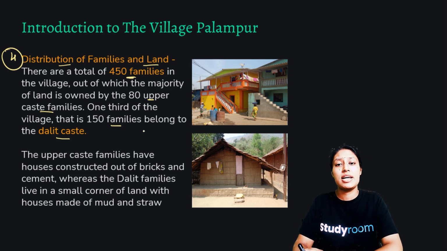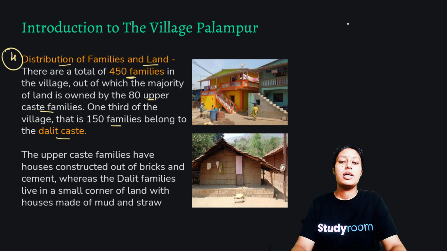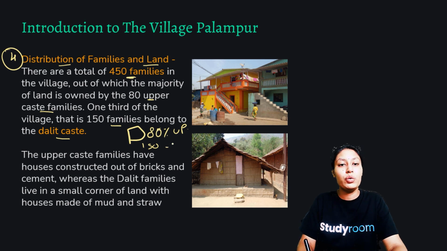Casteism has prevailed in our society since ages. So Palampur also has a caste system. So there are a total of 450 families who stay in Palampur, but 80% of land is held by upper caste, and approximately 150 families belong to Dalit caste, as in lower caste.